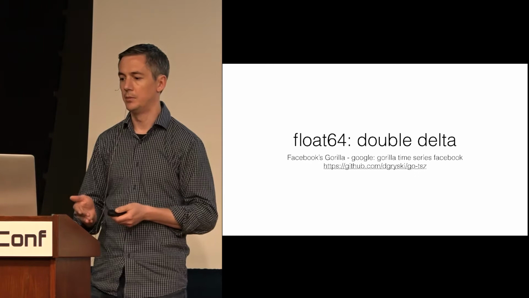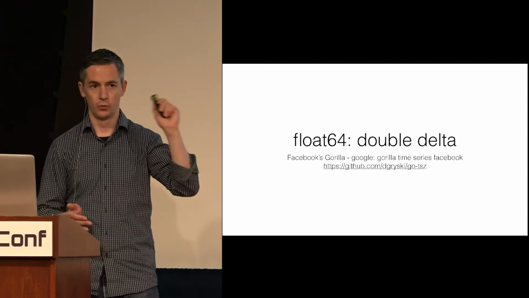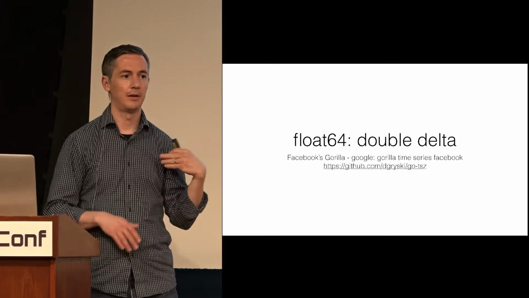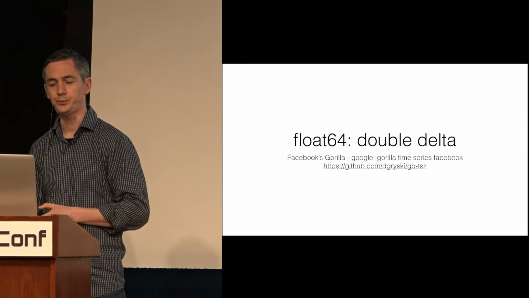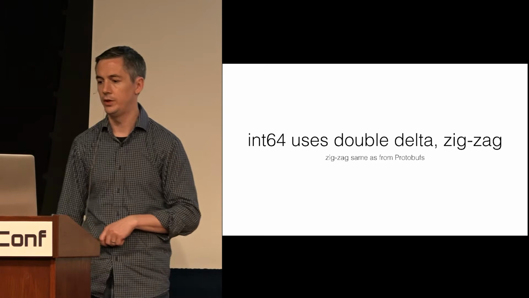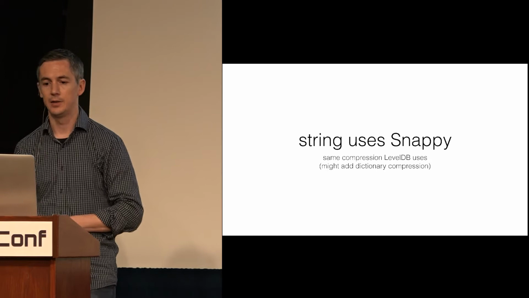Damian Gryski, who's a pretty well-known Go developer, wrote an implementation of this after the paper came out. We just took that, forked it, and made the modifications that we needed for our use case. Booleans or bits, those are easy, right? For int64, we use double delta or zigzag encoding. Zigzag's the same as protobufs. Strings, we just use Snappy. We're thinking about adding dictionary compression later, but Snappy's good enough for now.